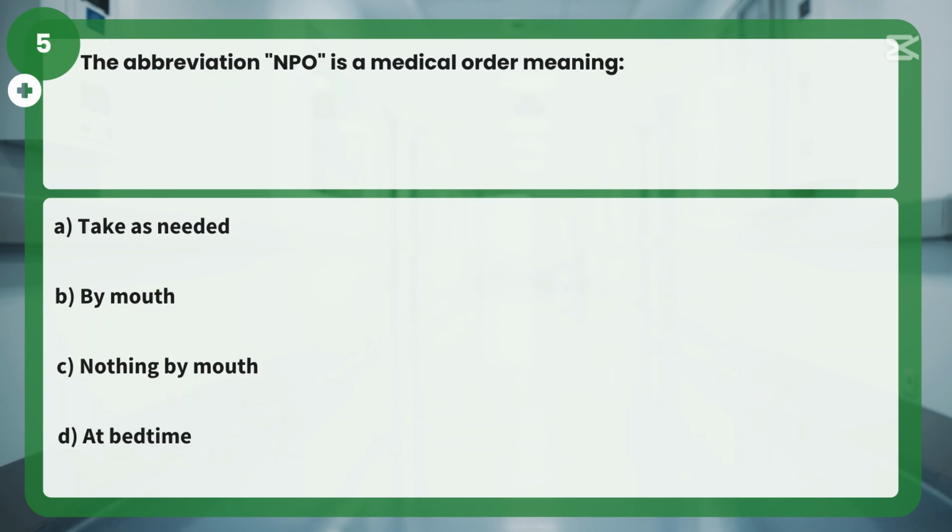Question 5. The abbreviation NPO is a medical order meaning: A. Take as needed. B. By mouth. C. Nothing by mouth. D. At bedtime.